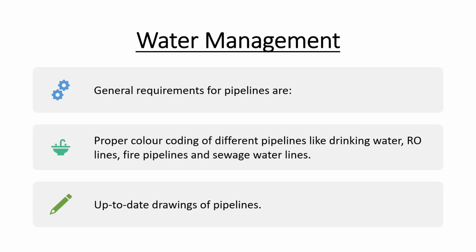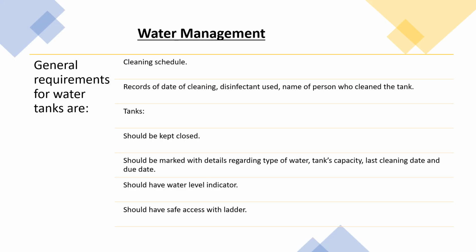General requirements for pipelines are proper color coding of different pipelines like drinking water, RO lines, fire pipelines, and sewage water lines, and up-to-date drawing of the pipelines. The general requirements for the water tanks are cleaning schedules, records of the date of cleaning, the disinfectant used, and name of the person who cleaned the tank. Tanks should be kept closed and marked with details regarding the type of water, tank's capacity, last cleaning date and due date. They should have a water level indicator and safe access with a ladder.